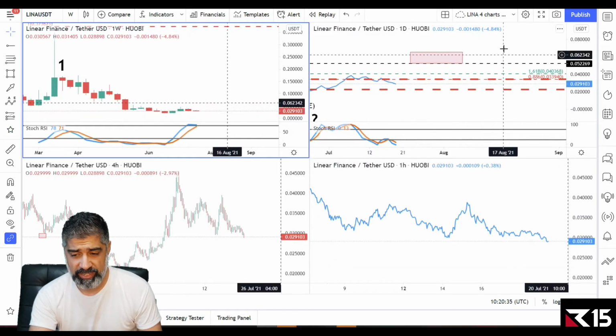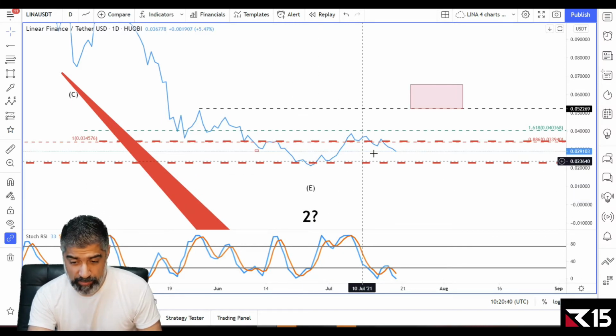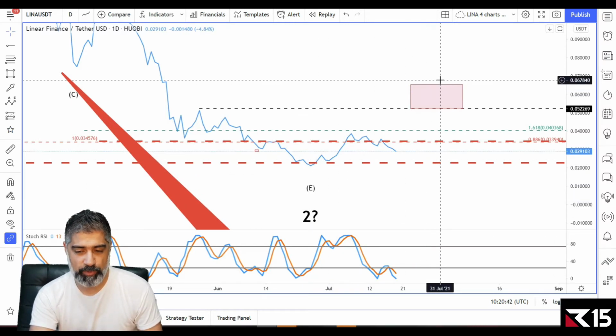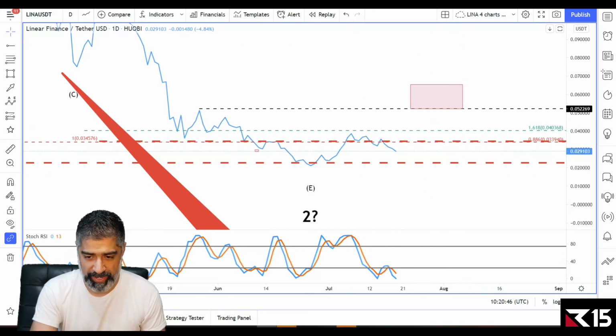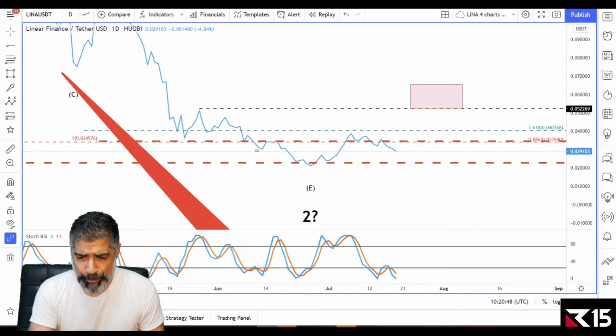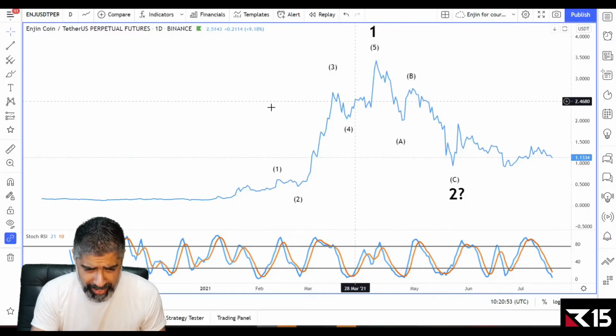But the daily says over the next 3 to 7 days, we may see movements to the upside, at least to this zone over here. Then we just need to give it space with LINA. So now let's jump into, which one are we jumping into? We are jumping into Enjin.